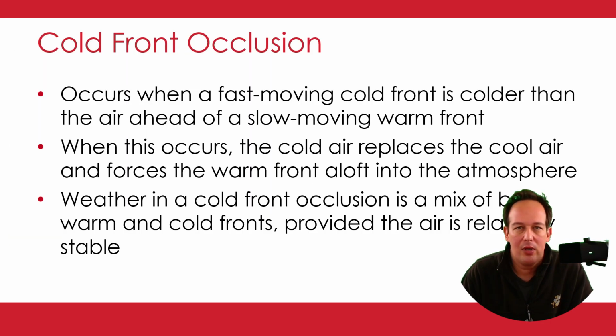So now that we know what an occluded front is, we can describe the difference between cold front occlusion and warm front occlusion. A cold front occlusion occurs when a fast moving cold front is colder than the air ahead of the slow moving warm front. When this occurs, the cold air replaces the cool air and forces the warm front aloft into the atmosphere. And so with a cold front occlusion, the weather is a mix of both warm and cold front weather, provided that the air is relatively stable.